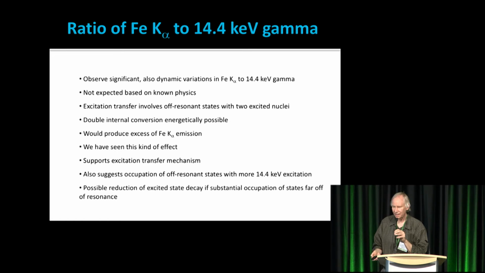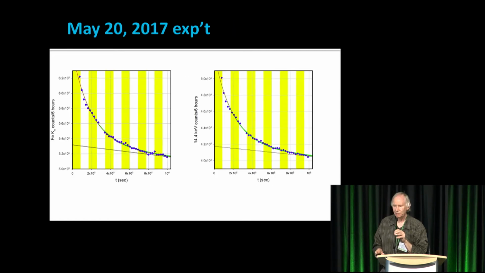So what we see in the May 20th experiment, on the left is the K-alpha showing the non-exponential decay we got so excited about in the first place. And on the right is the 14.4, which we also got so excited about. Basically, the anomaly is similar for both of them. For one of them, it's a 19% effect. For the other one, it's a 17% effect.